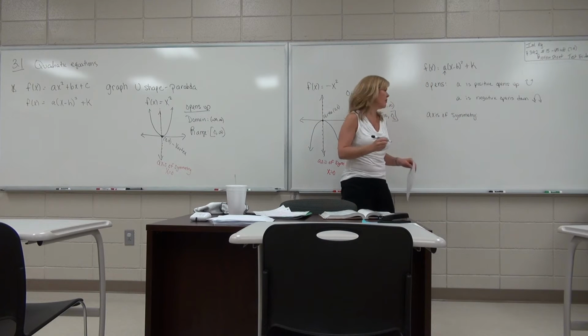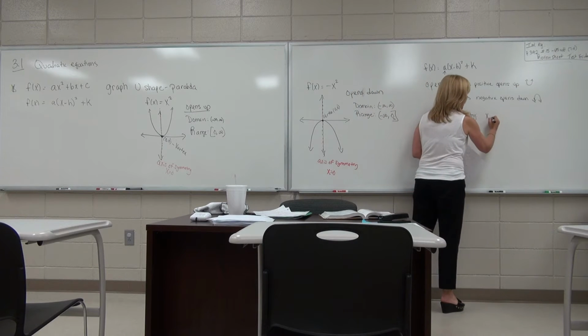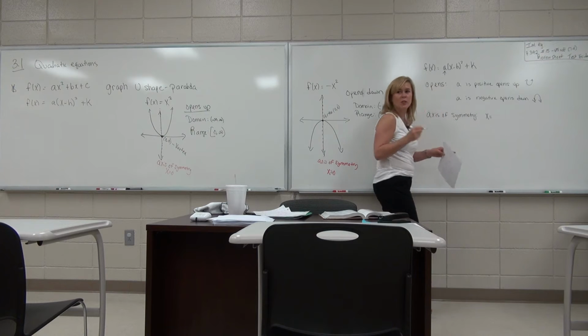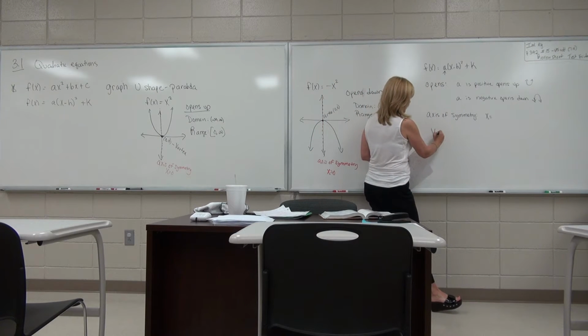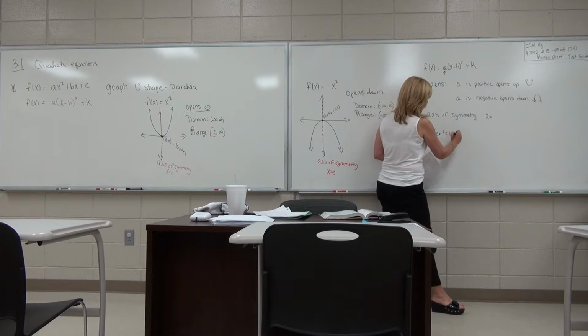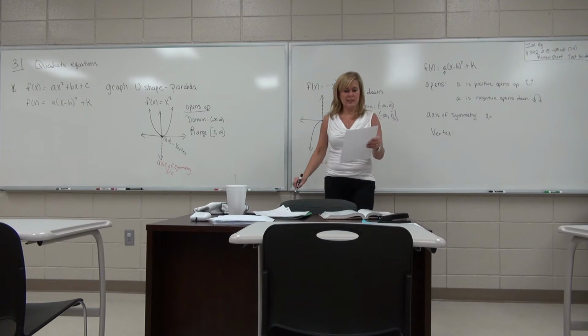That line that goes through the vertex. Before I write this on here, I'm going to leave it blank for a second, but I'm going to leave it in this order because on your test, I ask you for the axis of symmetry before I ask you for the vertex. Let's talk about the vertex.